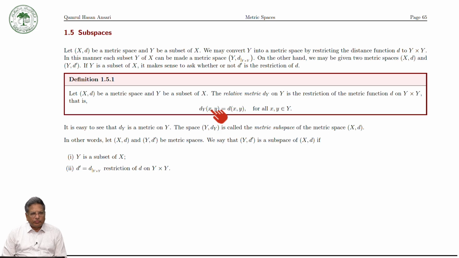Okay, welcome you all to this 12th lecture on metric spaces.